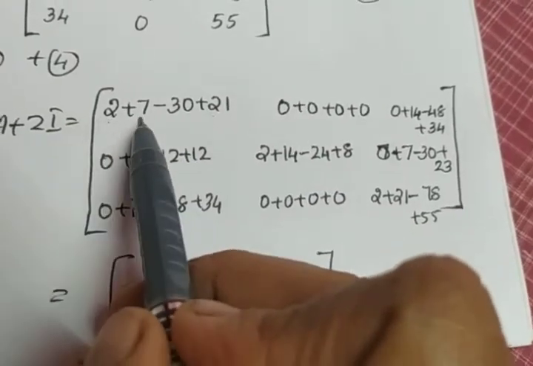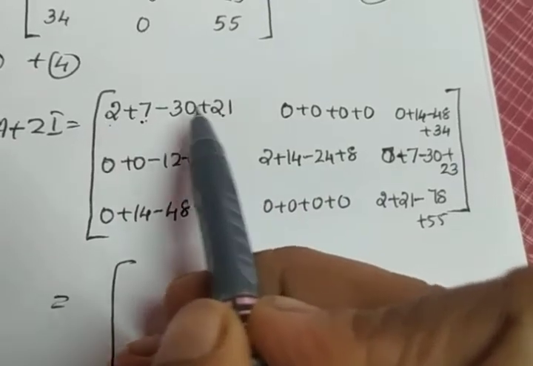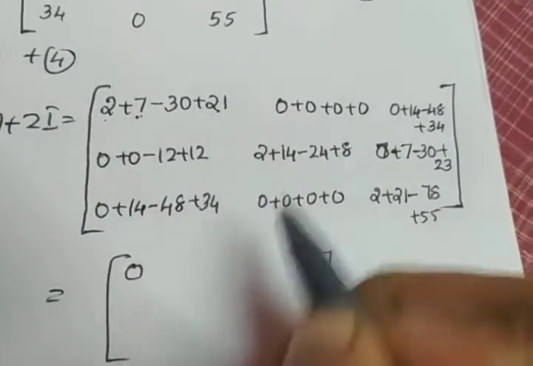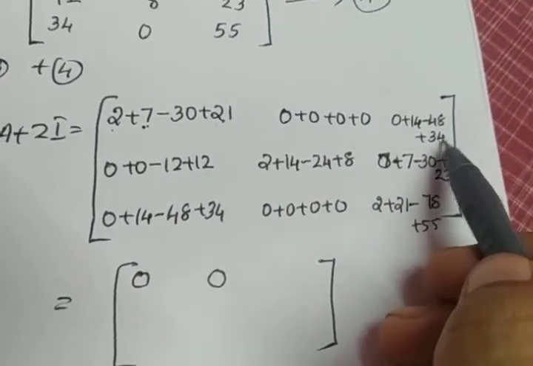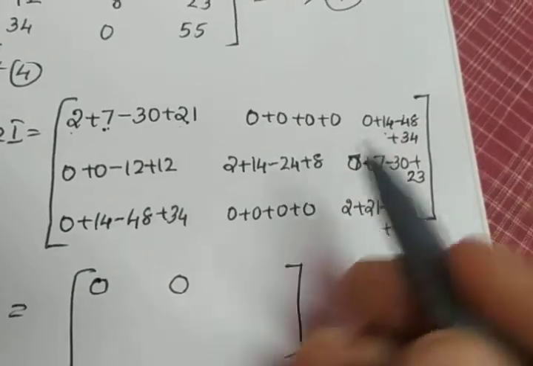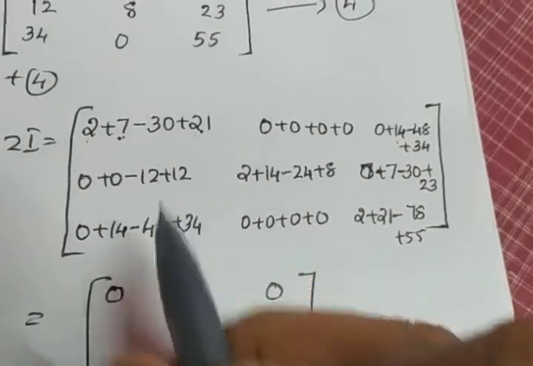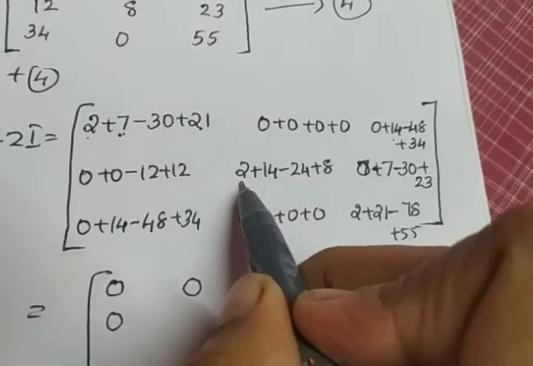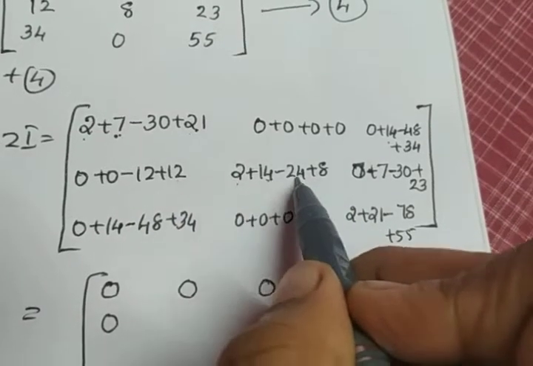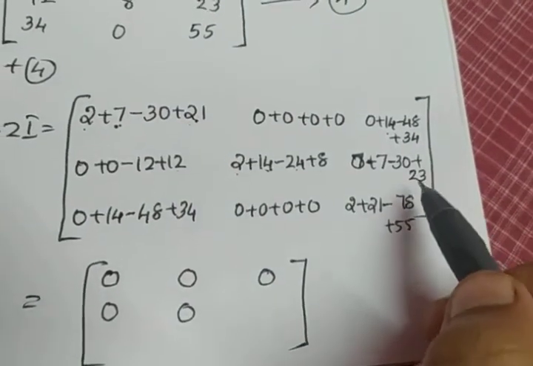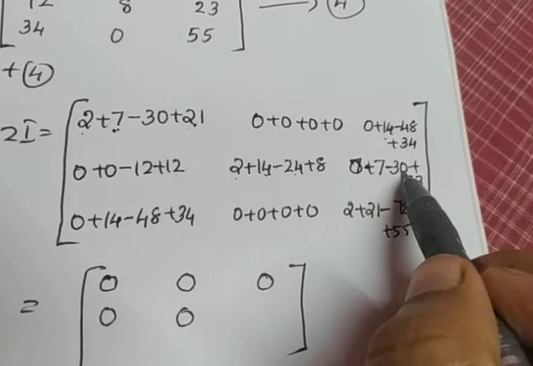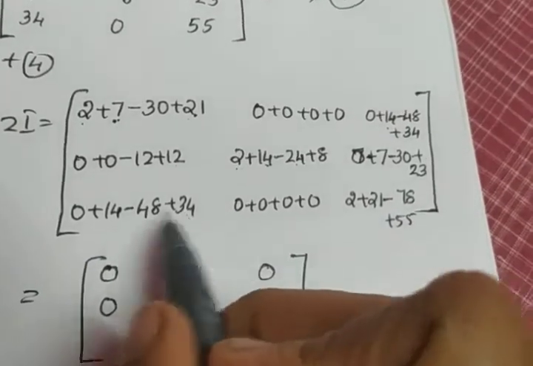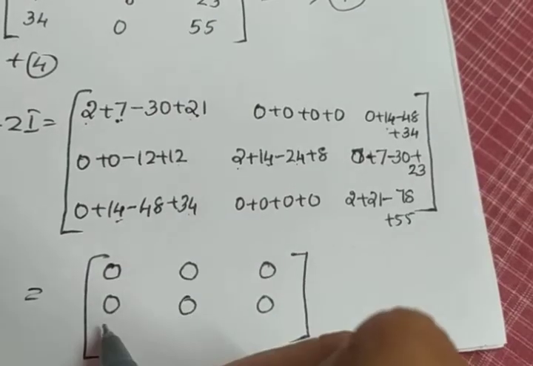Look here, 2 plus 7, 9. 9 plus 21 is 30. 30 minus 30 is 0. The next term obviously is 0. Again, 34 plus 14, 48. 48 minus 48 is again 0. 12 minus 12 is 0. 8 plus 2, 10. 10 plus 14, 24. 24 minus 24 is again 0. 23 plus 7, 30. 30 minus 30 again 0. 34 plus 14, 48. 48 minus 48 is 0.